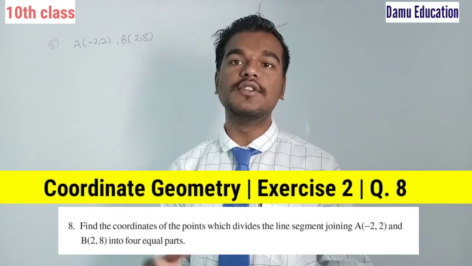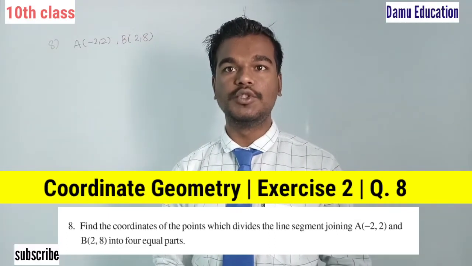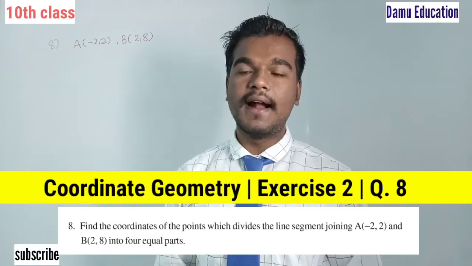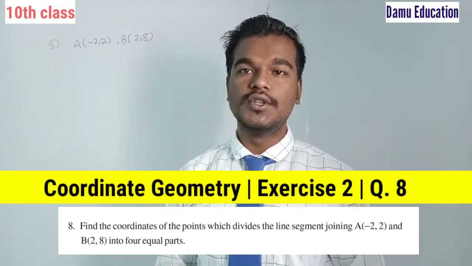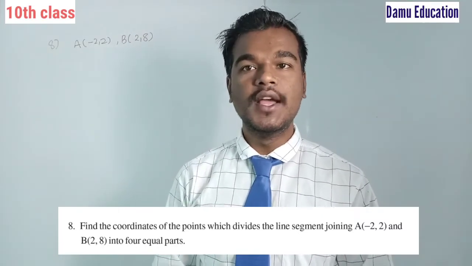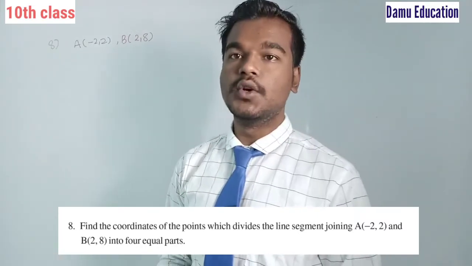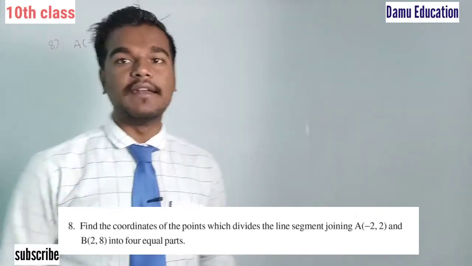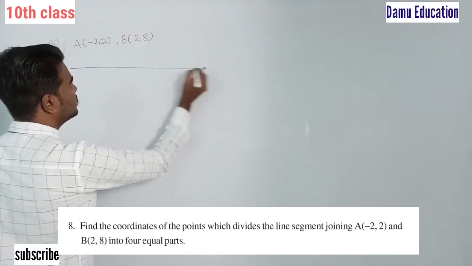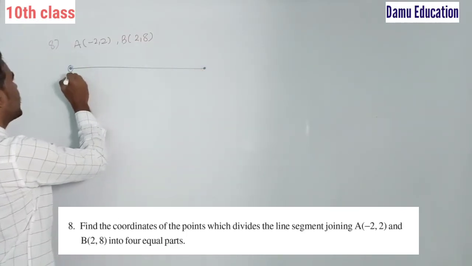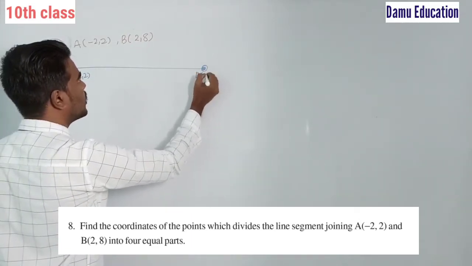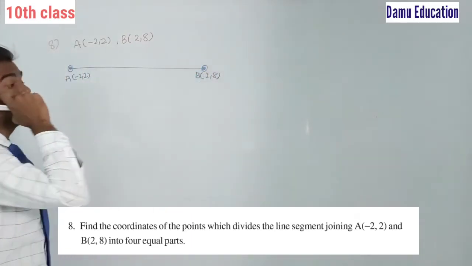So first of all, let's draw one line and divide it with three coordinates into four equal parts. After that, we're going to use the midpoint formula and continue our solution. So here, let's draw A and B. Here A will be equal to minus 2 comma 2 and B will be equal to 2 comma 8.